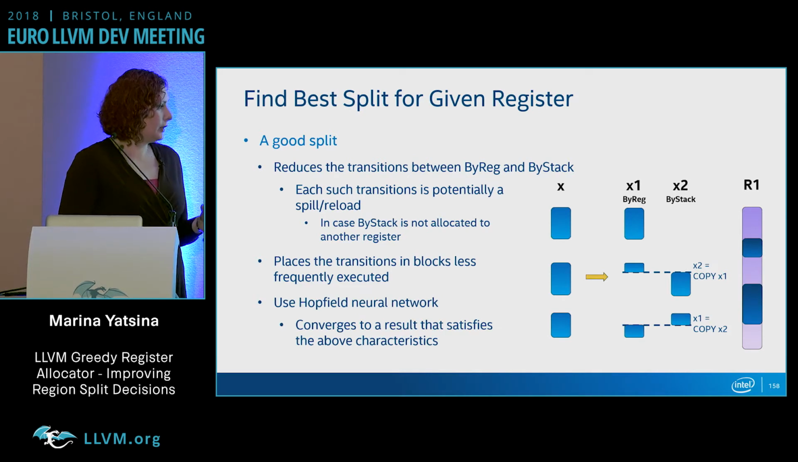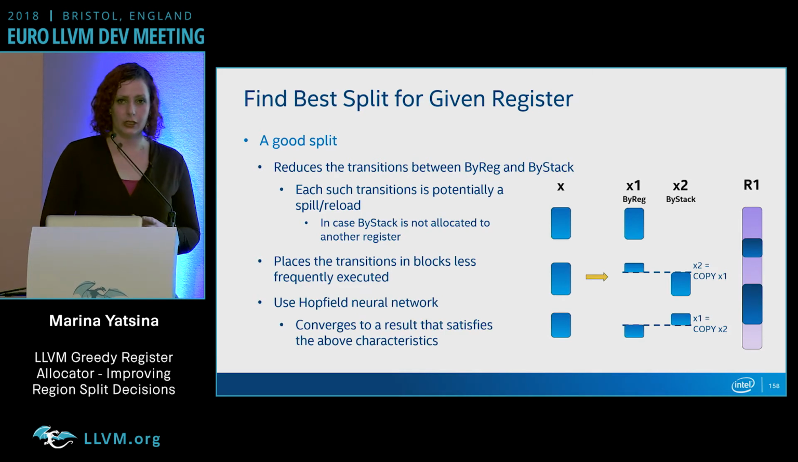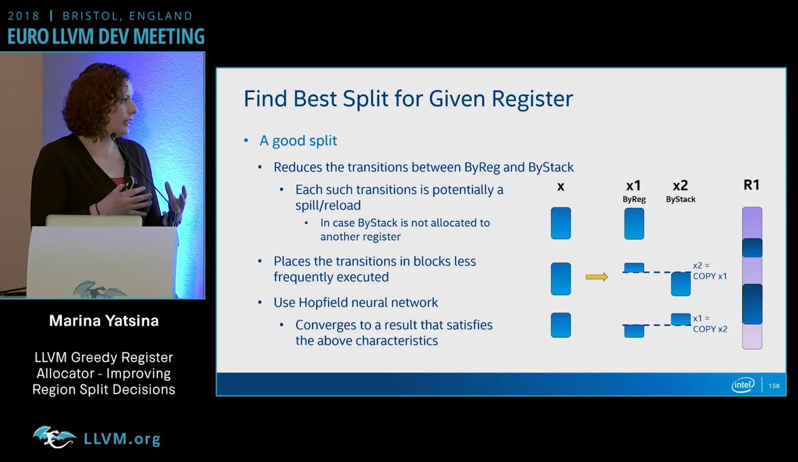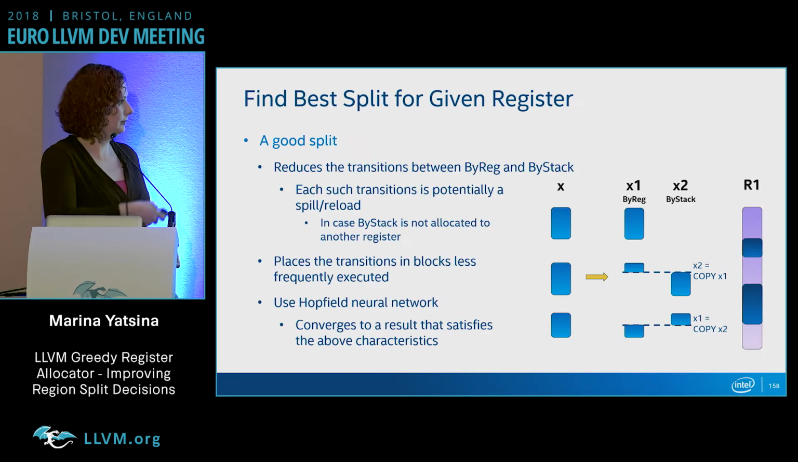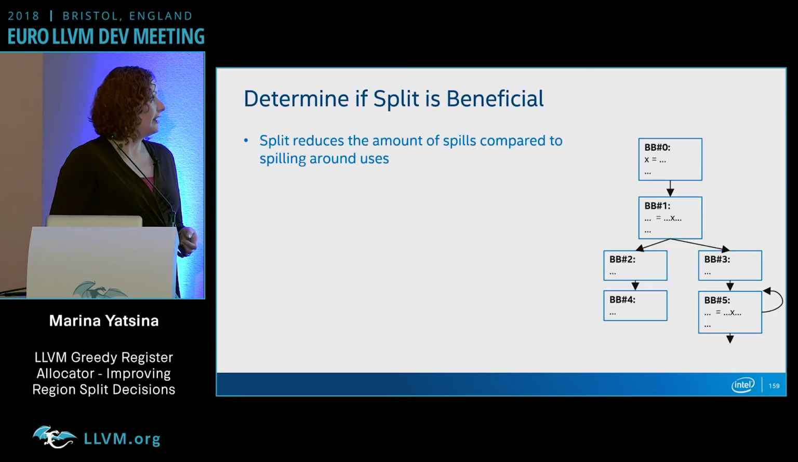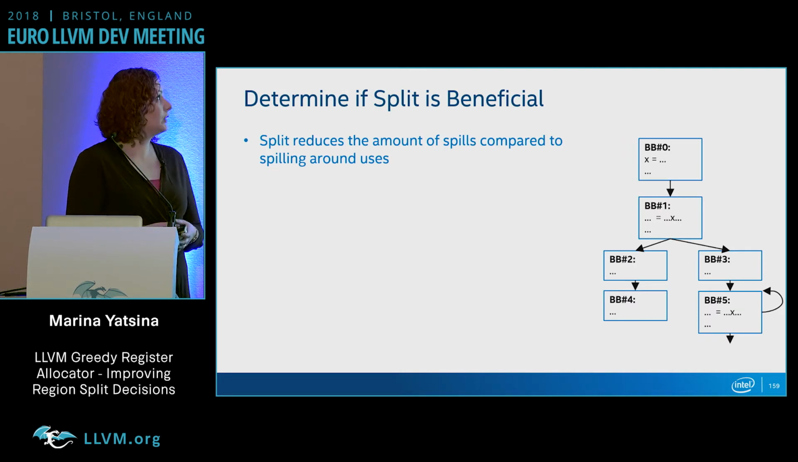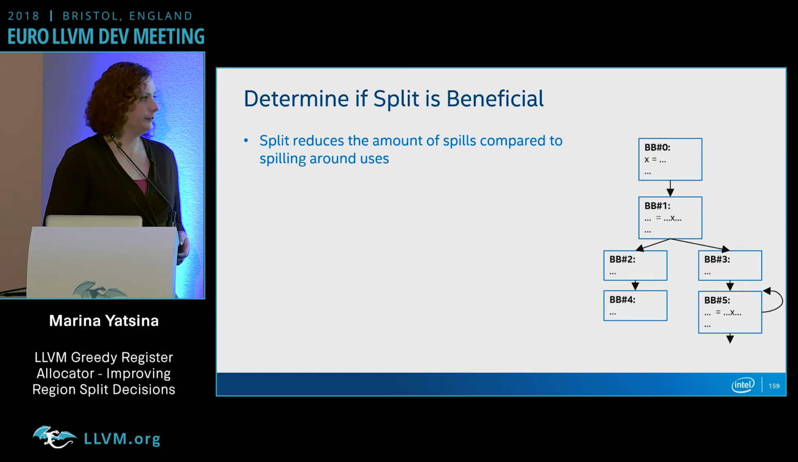Now, what we do is we use something called the Hopfield neural network. We define the constraints and the costs, and that network converges to the solution that satisfies these two constraints. Now, the other question we asked ourselves was, how do we determine if a split is beneficial?